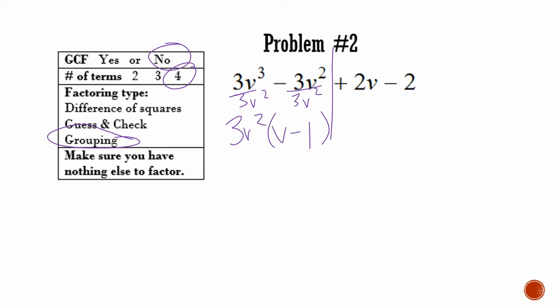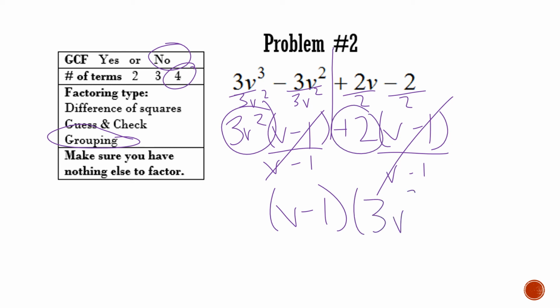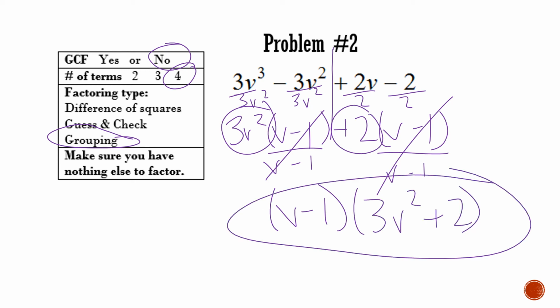Over here, they have a 2 in common, so I'm going to divide by 2 everywhere, and I get v minus 1. Again, with my problem, notice my parentheses match. So these 2 terms still have a greatest common factor, so I'm going to factor that out. V minus 1 is what they have in common. And when I divide by that on both of those terms, I have 3v squared plus 2 left. So that is that final answer.